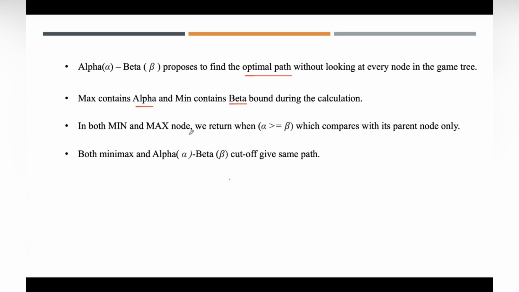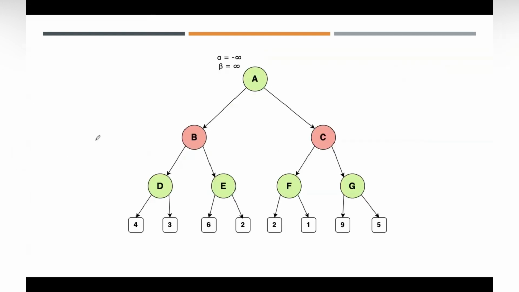We'll compare the value of the leaf node with the parent node, which are represented with alpha and beta. If this condition is satisfied, that is, if the alpha value is greater than or equal to beta, then we'll return the value to its parent node. We'll see this point in the example. Both minimax and alpha beta pruning actually give us the same path. But the difference is that alpha beta pruning provides the solution within less time, as we prune all the unnecessary paths.